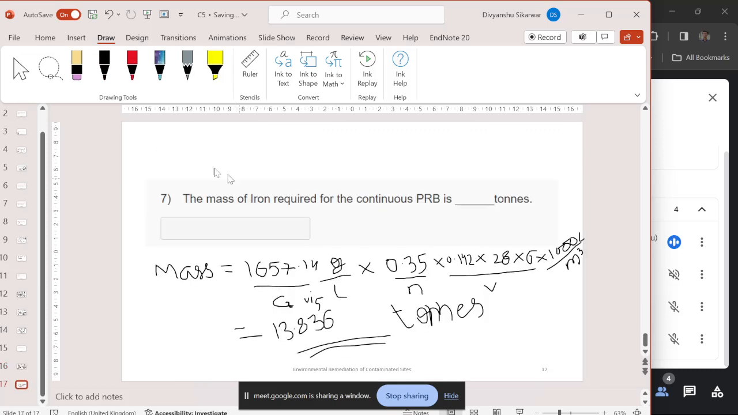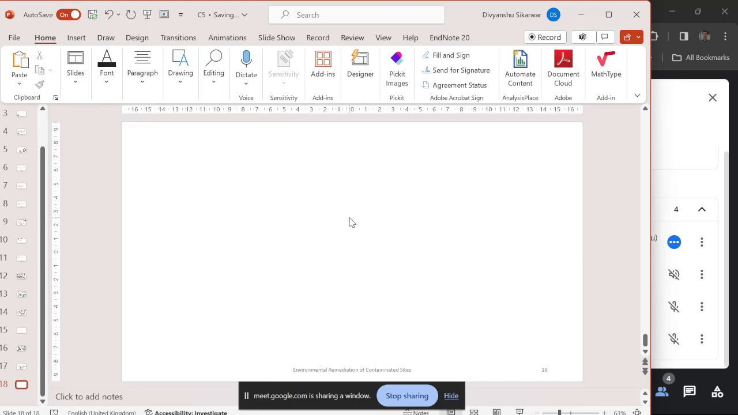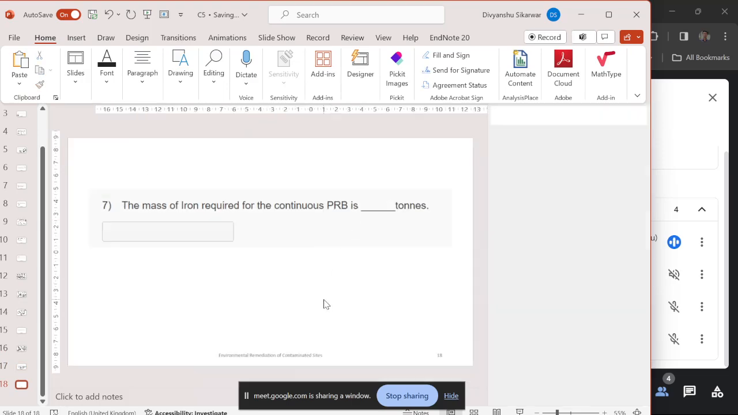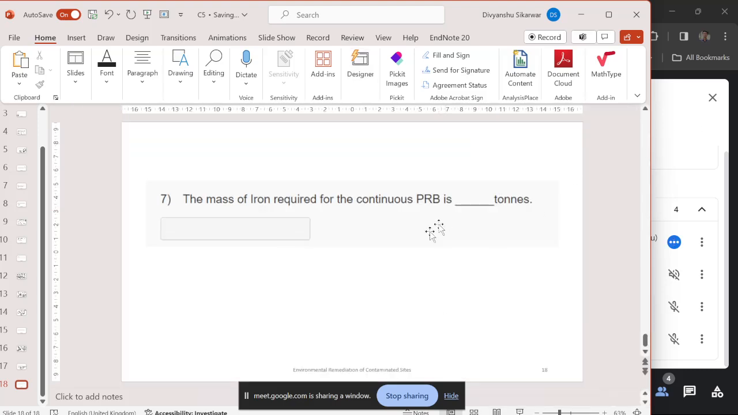So this is the next problem: how much amount of iron will be there? How much mass of iron is required for the continuous PRB? We are using ZVI, right? Do you know the full form of ZVI? Zero valent iron. Yeah, that's why it's asking for iron here.